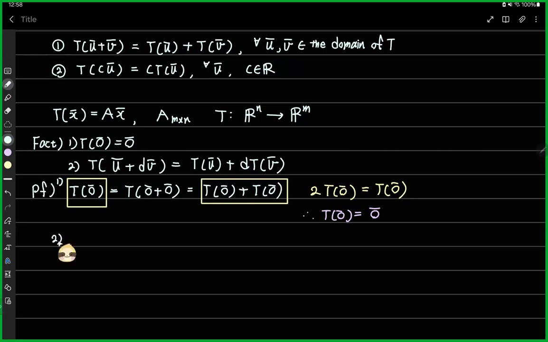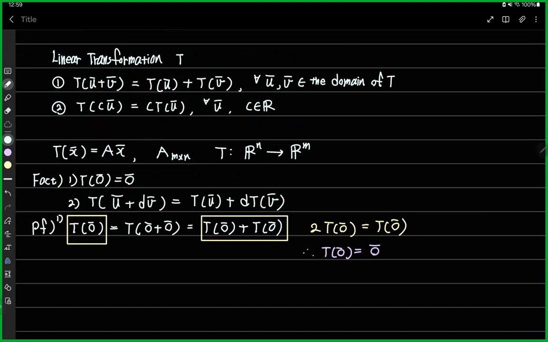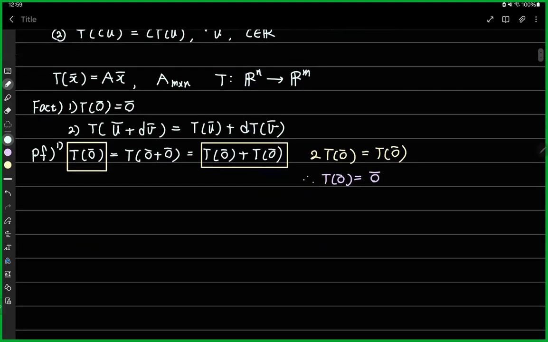Okay, so that's the proof of the first one. The proof of the second one, I think this is obvious. We don't have to prove it. Using the two conditions of a linear transformation, we can easily prove that this one is equal to this. So let me skip it.